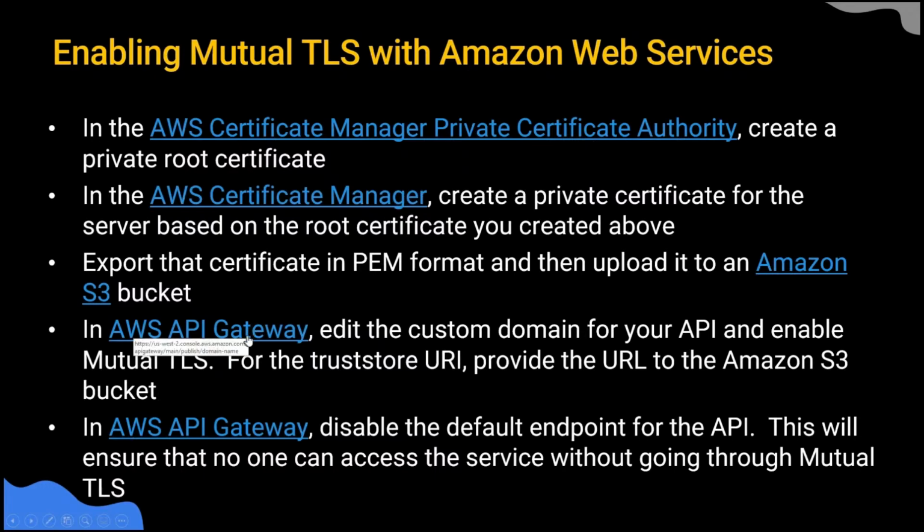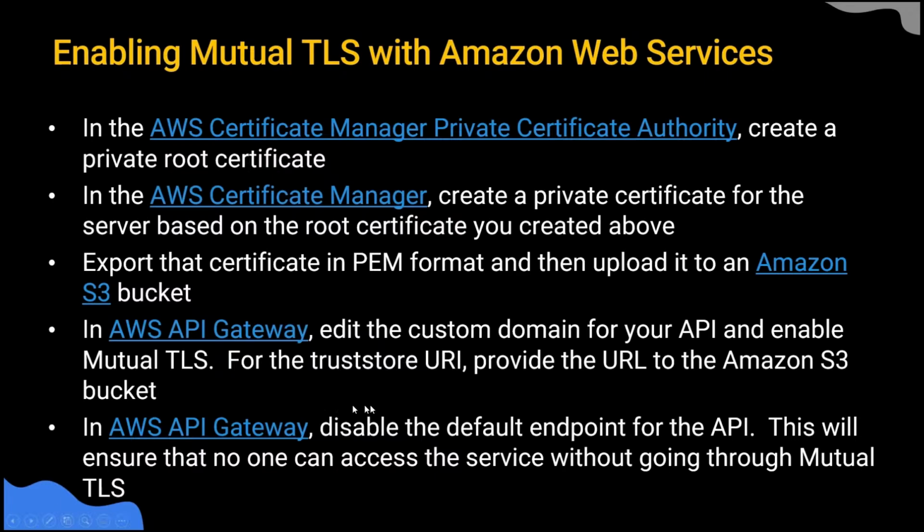So we go back into the AWS API Gateway. We go into the custom domain for that API, and there's a checkbox that says Enable Mutual TLS. And the minute you check that, it's going to ask you for a trust store URI. And that's where you give it the URL to the Amazon S3 bucket, and that loads the certificate that you just generated for the server, the private server certificate, up onto the API. And then the API will use that to validate the client certificate.